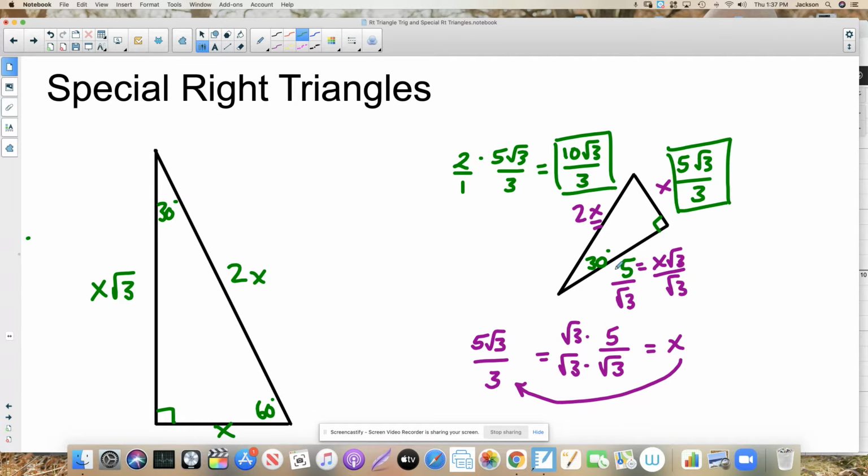It's a little weird when that long leg is, or I should say when that long leg is an integer. These almost always end up being a little bit weird looking with those radicals, but we get what we get.